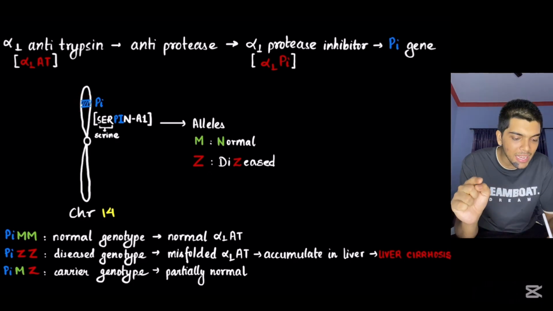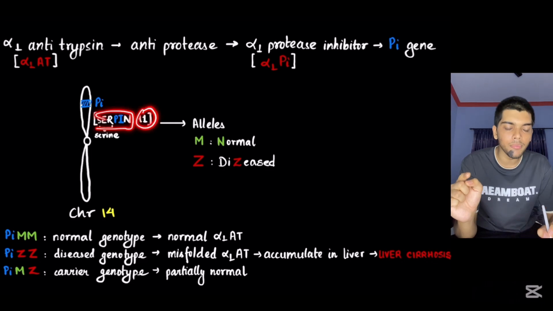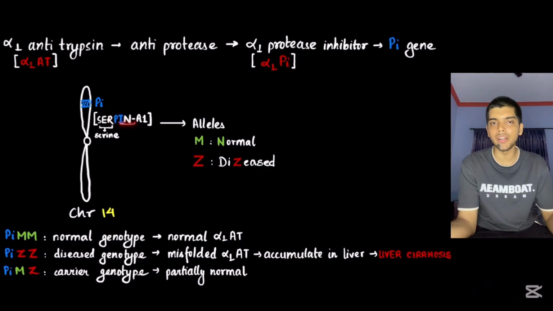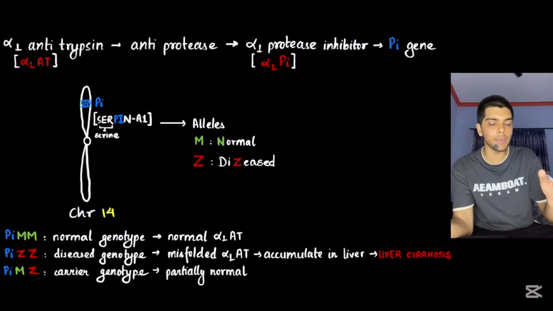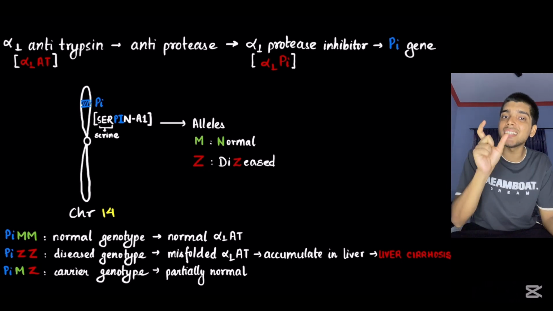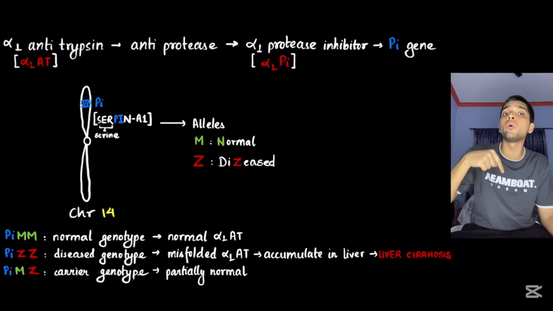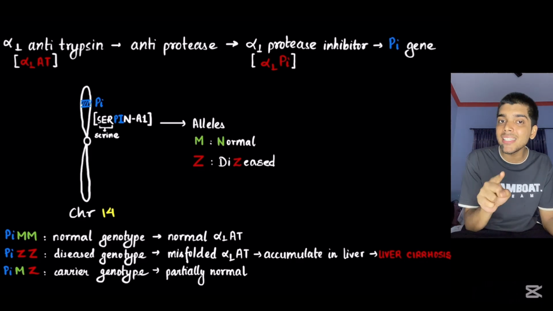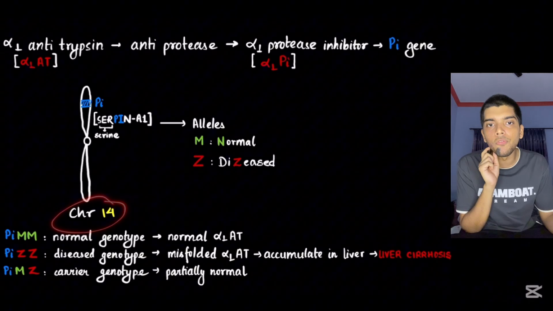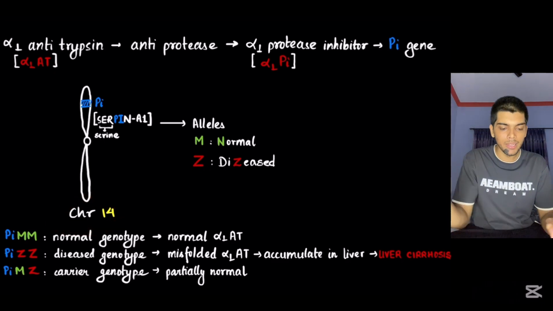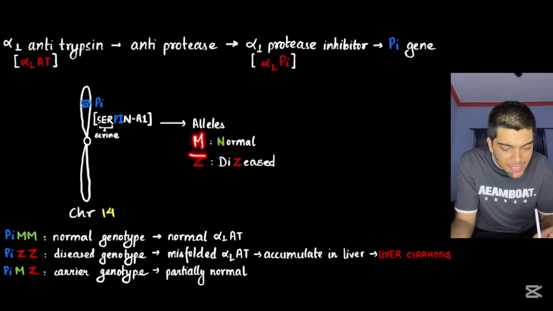More specifically, SERPINA1. Simple. SER simply stands for serine, P for protease, and IN for inhibitor. So serine protease inhibitor type A1. That's not important. What is important for you to know is that the gene that is responsible for the production of alpha-1 antitrypsin or alpha-1 protease inhibitor is present in chromosome number 14. And this gene has two allelic forms. There's the M form and the Z form.